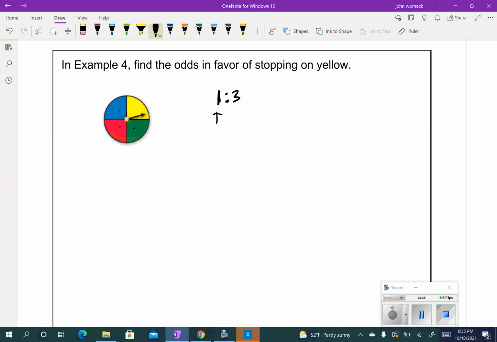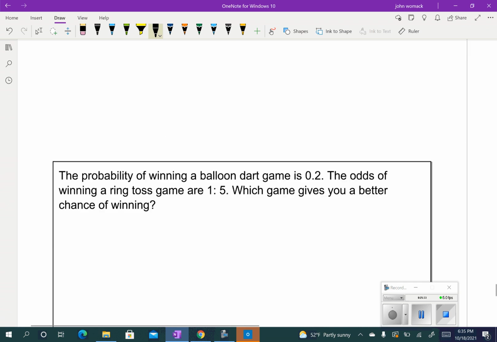Now, if I asked you for the probability of getting yellow, that'd be 1 out of the total number of outcomes, you would count the yellow, right? 1 out of 4. So the difference is, right? Probability is out of the total, okay? Whereas this number is the unfavorable instead of the total. So it's a little bit different than probability.